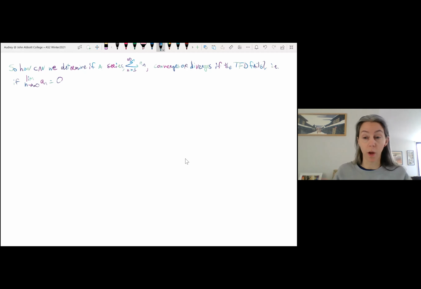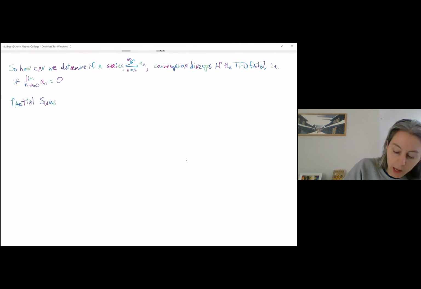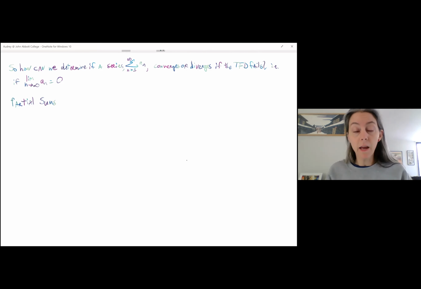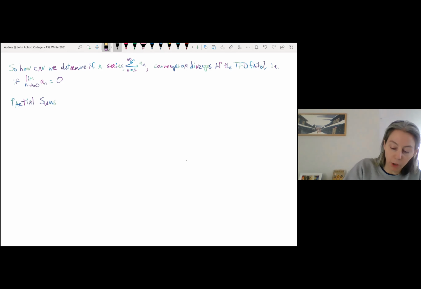The first tool that we're going to have in our toolbox for figuring this out, though, is something called partial sums. And so a partial sum is when instead of going all the way up to infinity, we just go up to some finite number. And every single series will actually have an infinite number of partial sums. So let's get that definition down and see what I mean.